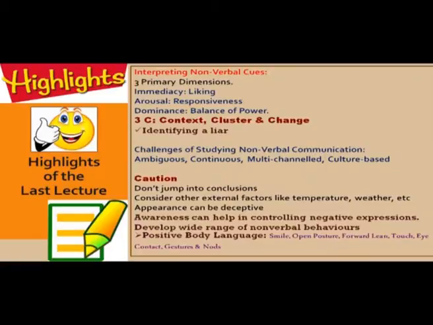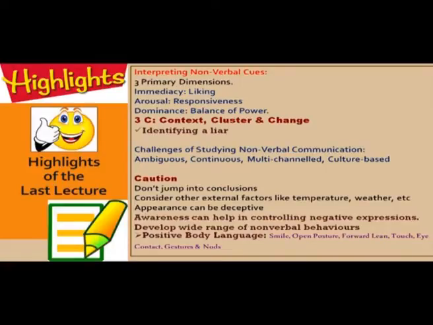In the previous lecture, I talked to you about interpreting non-verbal cues, and then I started with what Mehrabian mentioned in terms of 3 primary dimensions: immediacy, which refers to our liking and dislike, we go close or we withdraw. Arousal is the sense of animatedness we get in terms of our responsiveness, and dominance, that is the balance of power. The power structure is also indicated by the way we exhibit our body language. He added 3 C's, that is context, cluster and change.